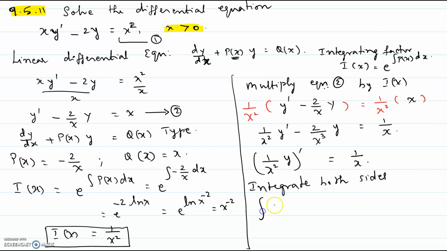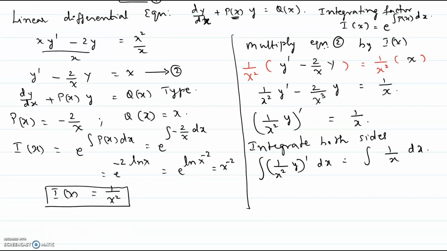So we get integral of the derivative of 1 over x squared y dx equal to integral of 1 over x dx. So by fundamental theorem of calculus, if you have integral and inside derivative, they are kind of opposites of each other or inverses of each other. So you get the function back: 1 over x squared times y equal to integral of 1 over x, which is ln x plus c.